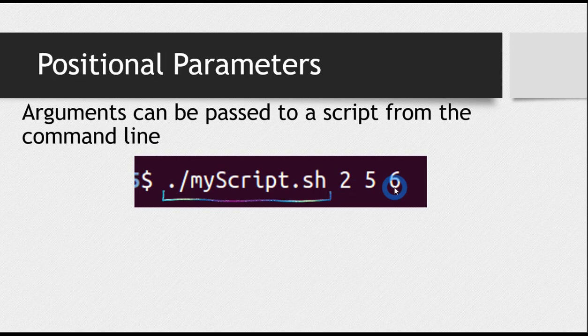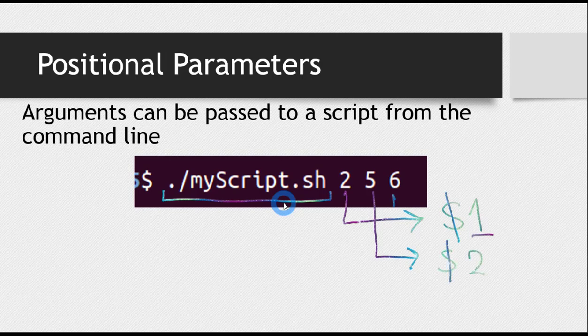All right, now we have sent them to the script like this, but how will we access them in the script? To access them, the first argument, which is 2 here, will automatically be named $1. The second argument, 5, will be named $2. The third one, 6, will be named $3, and so on. So they're named $1, $2, $3, and so on.